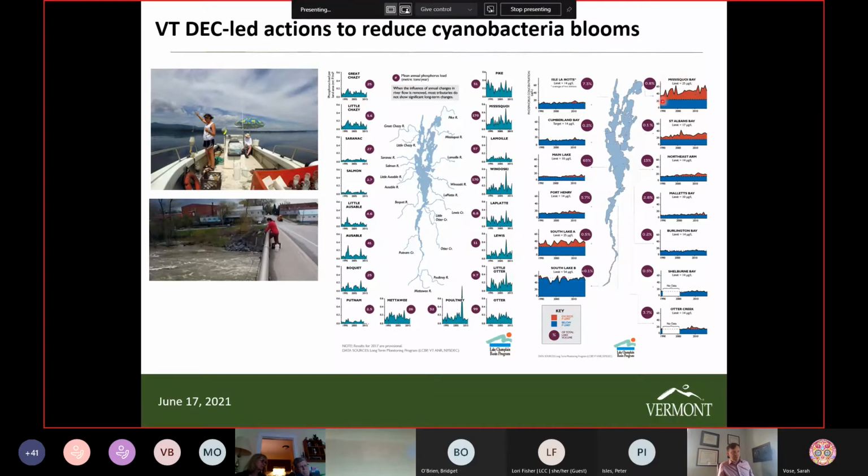And so you can see, as Peter mentioned, Missisquoi Bay and St. Albans Bay up in the northeast arm of the lake are the areas with some of the highest phosphorus concentrations, and we're working specifically in those areas to try to reduce loading and bring those concentrations down over time.